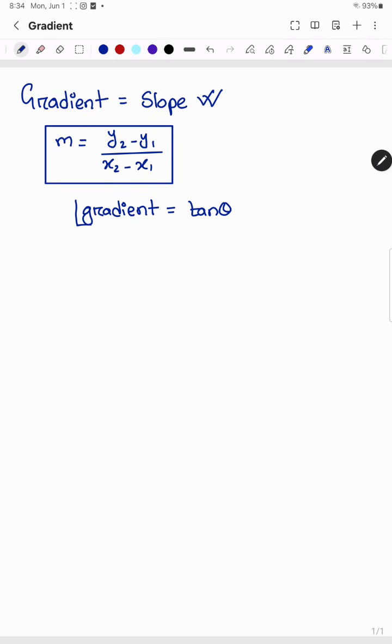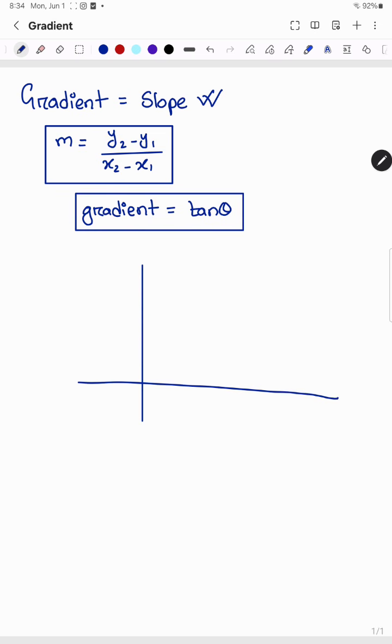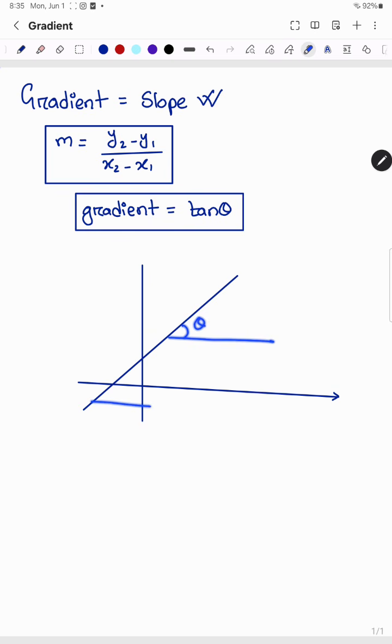Now, how did this tan theta come from? Let's say we had a line of something like this. So our slope actually depends on this angle. If you take it from here, it's the same angle. If you take it from here, it's the same angle as well.